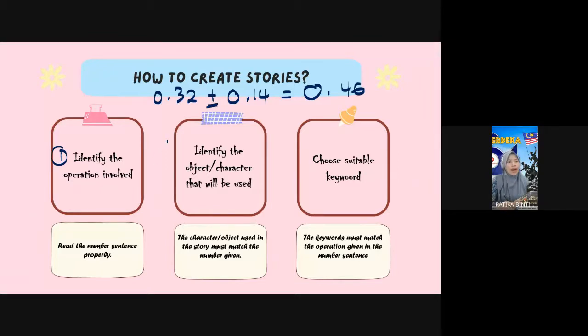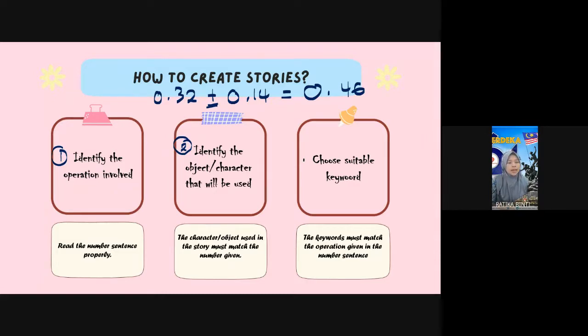Okay, when you identify the operation involved, the next step you need to do is to identify the character or the object that you want to use. And bear in mind, please remember that the character or object that you use in your story must match the number given. If the number is bigger, you need to use the object or character that match the bigger number. Okay, kalau nombor tu kecil, gunalah karakter objek yang kecil. Okay, yang mesti sesuai logik dengan nombor yang diberi.